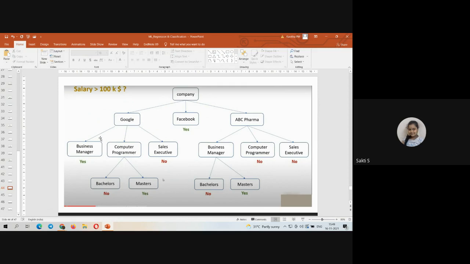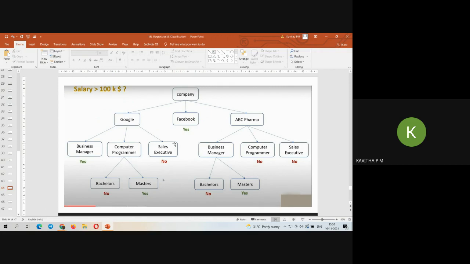Ma'am, the company is the root node, right, ma'am? Yeah, first the company is the root node. The terminal node acts as the decision, so we'll be picking any one of these three, not all three. First it acts as the root node, and then it is converted into a decision node. For this subtree, Google is again the root node, and it acts as the decision node, and business manager, computer programmer, and sales executive act as the terminal nodes.